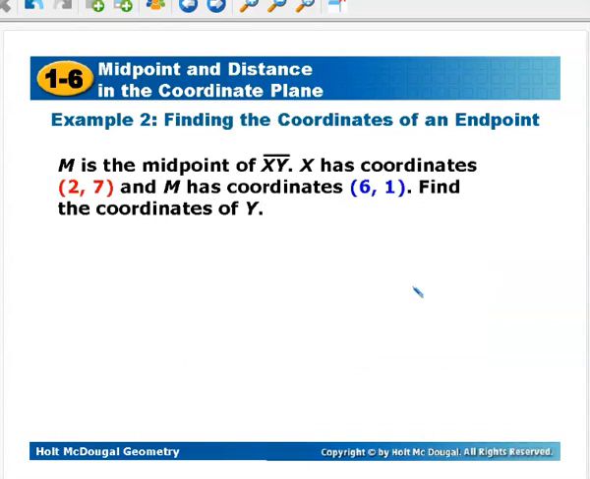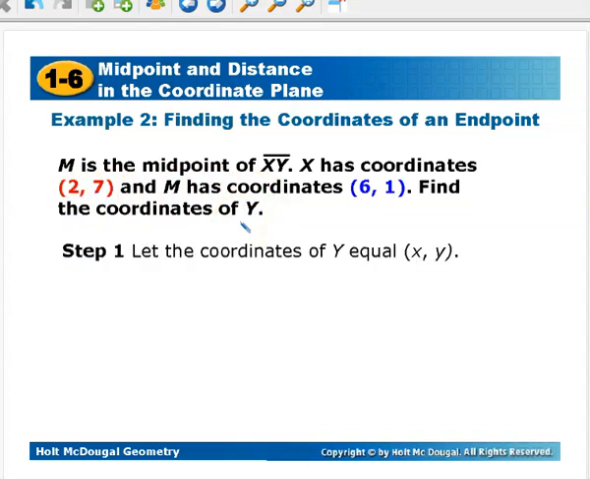Okay, let's say that I actually know the midpoint, but I'm missing one of the endpoints. So in this example, we have M as the midpoint. These are the coordinates for my midpoint this time. And we have the endpoints for point X. What I want to know is the endpoints for point Y. So let's have the coordinates set equal to x and y.